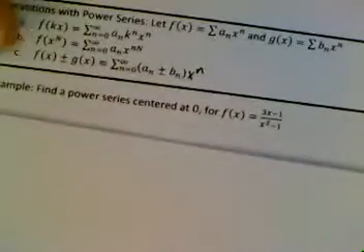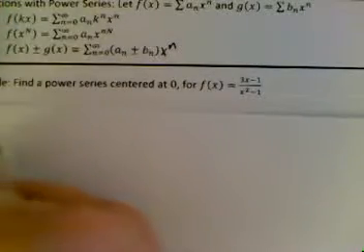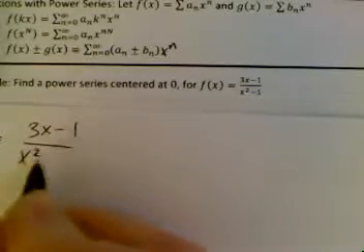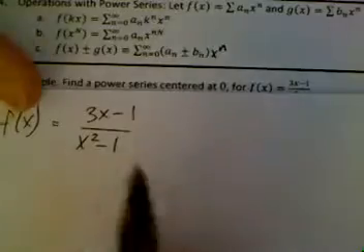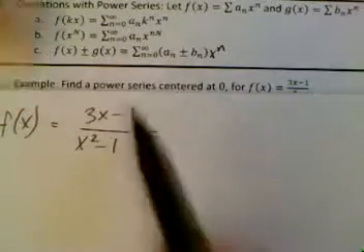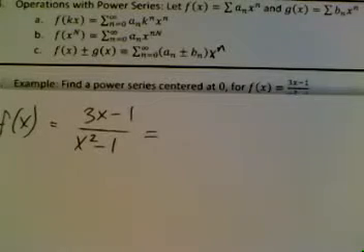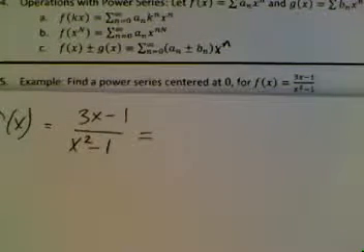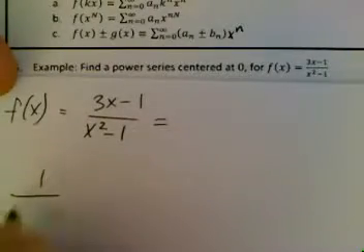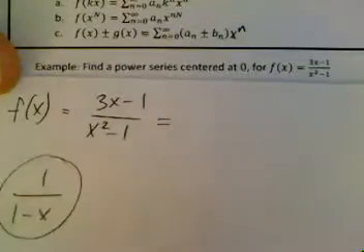It says, find a power series centered at 0 for 3x minus 1 divided by x squared minus 1. So I'm going to rewrite that. f of x is equal to 3x minus 1 divided by x squared minus 1. Now, when playing with this, I'm going to have to very carefully change this, because I don't know the series that this function is supposed to go to. The only one that I know in this unit is the geometric one. So I want this thing to be in some way compared to 1 over 1 minus x. That's what I want it to be compared to.